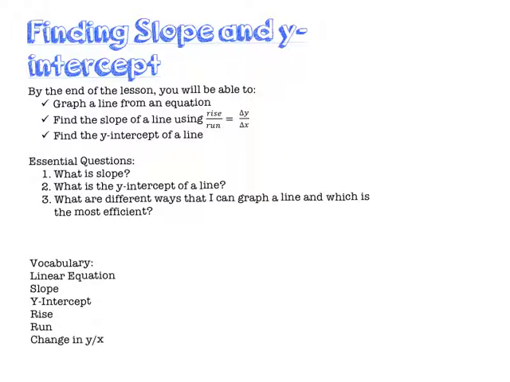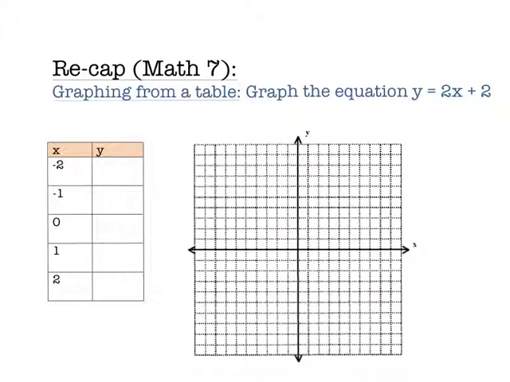Vocabulary that we'll be talking about is linear equation, slope, y-intercept, rise, run, and change in x over change in y. The first piece that we're going to talk about is a recap from Math 7, and it's just using a table to graph an equation, so to plot some points and make a line. So we want to graph this equation y equals 2 times x plus 2.